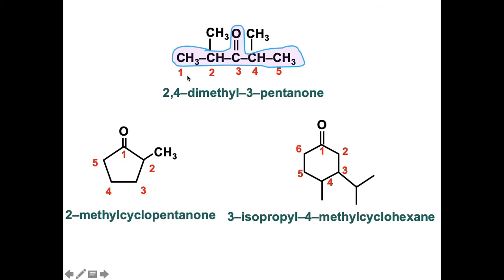For this one, if you count from the left, this carbon will be carbon number 3, and if you count from the right, it will still be carbon number 3. So it doesn't matter. You can count from the left or the right. For this one, at carbon number 2 and carbon number 4, you have 2 methyl groups, so it's 2,4-dimethyl-3-pentanone.